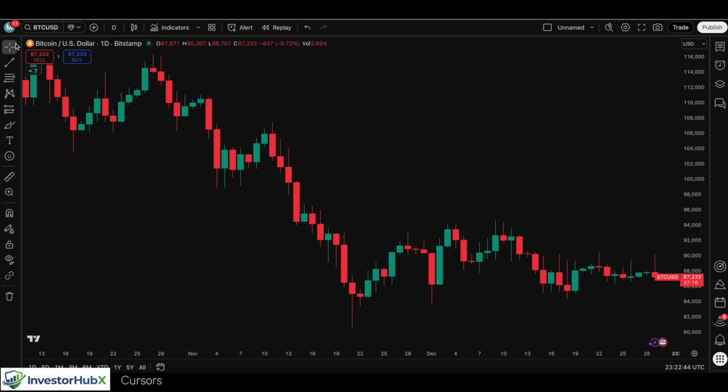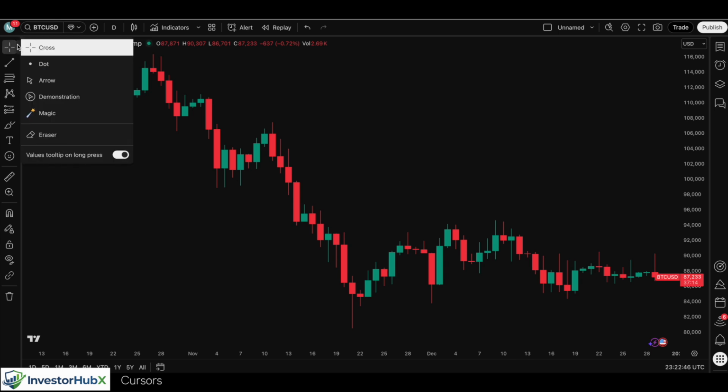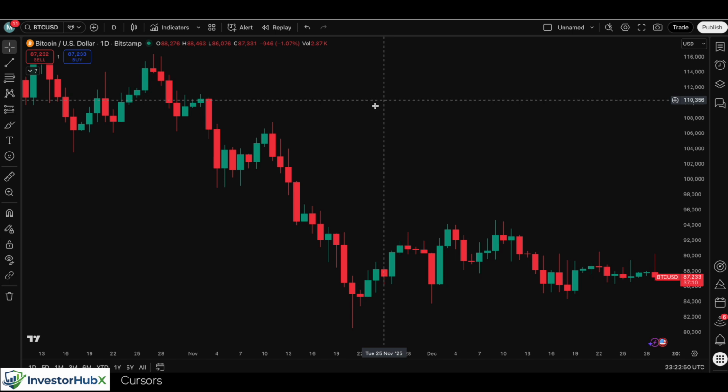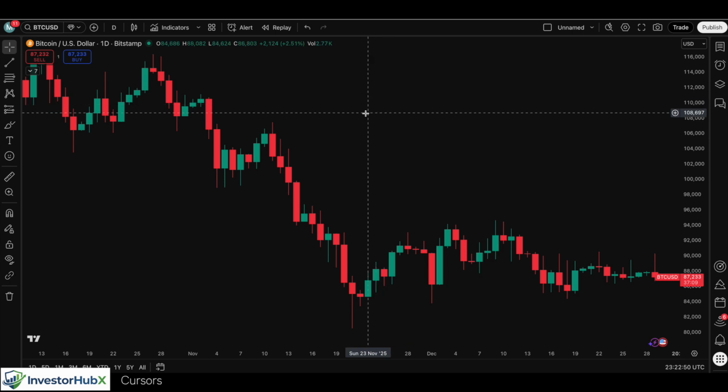Next, let's look at the cursor tool, because it changes how you interact with the chart. In Tradingview, the cursor can look like an arrow, a crosshair, or a dot, depending on what you select. The crosshair is the most useful for analysis. It helps you point precisely at a candle and line up price on the right with time at the bottom.